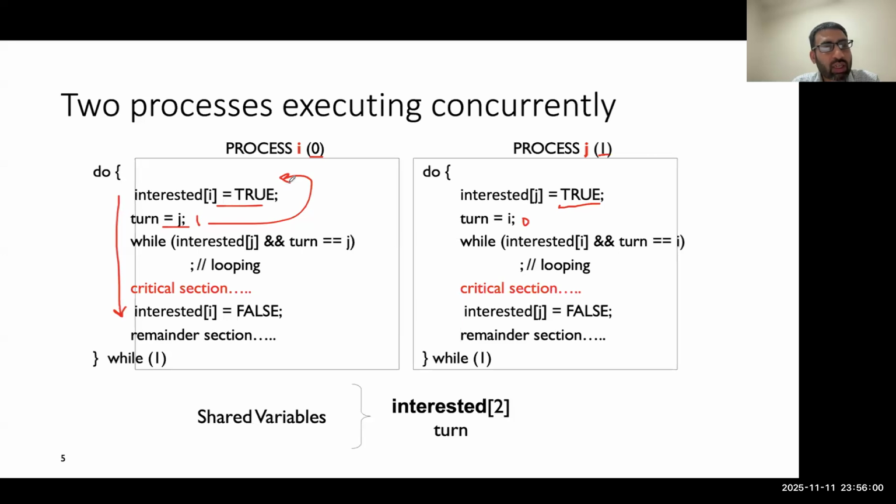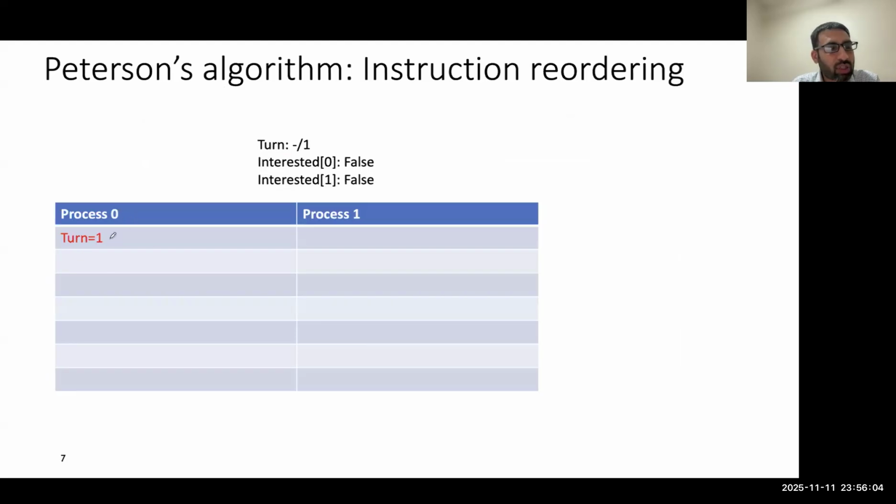So what it does is that it does so, and as a result, process 0 executes turn is equal to 1. So now turn is set equal to 1. And then let's say process 0 is context switched out, right? And process 1 is still running. So it sets turn equal to 0, right? And then it sets interested 1 is equal to true, right? And then it looks at this while loop.